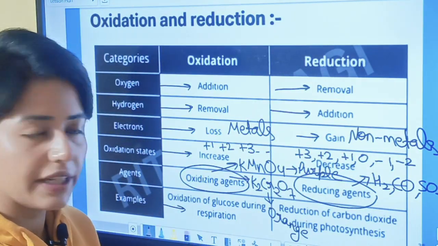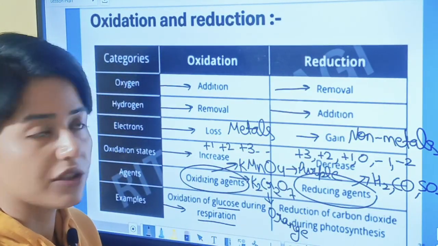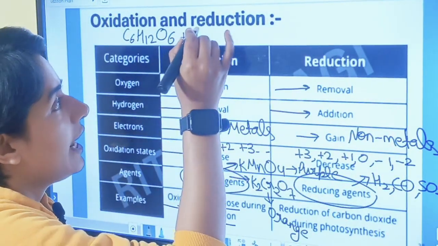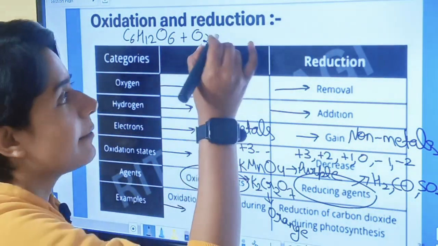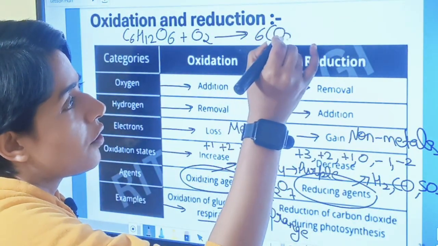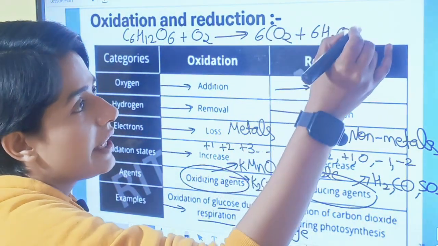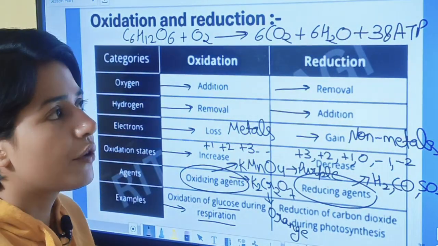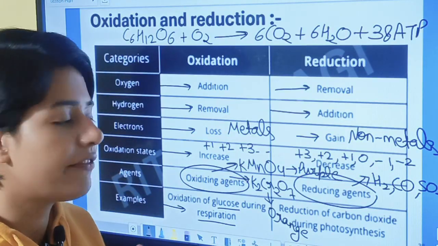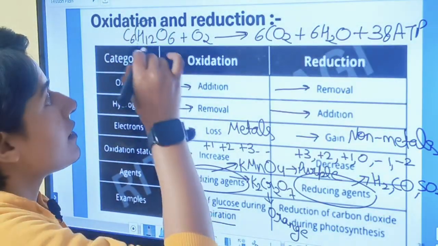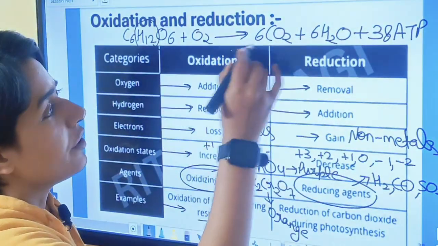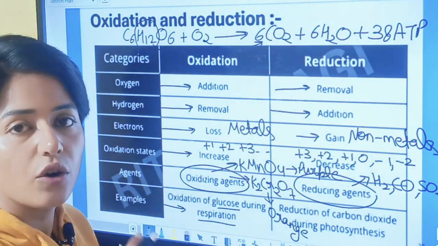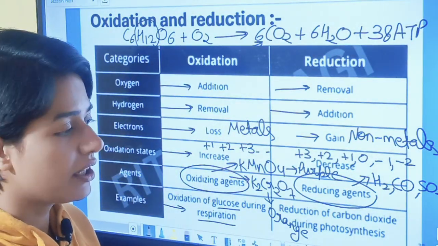An example of an oxidation reaction is the oxidation of glucose during respiration. As we know, we take glucose from our food, which is the simplest carbohydrate, and it reacts with oxygen, which we get during breathing, and forms 6 molecules of carbon dioxide and 6 molecules of water, releasing a lot of energy in the form of ATP. ATP is the energy currency of our body, which we utilize to carry out our daily life activities. So here, hydrogen is present in glucose, but now hydrogen is removed from glucose, and removal of hydrogen is considered oxidation. So respiration is an oxidation reaction.